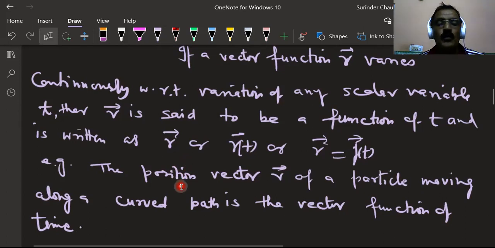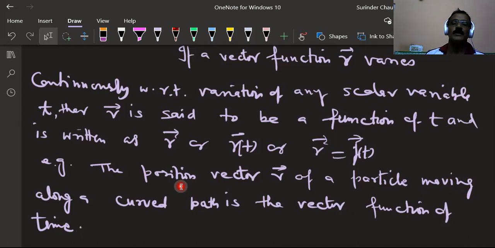So the position vector of the point is r. What is r? R is the position vector of the point with respect to the reference axes. If it is in a plane, it is two dimensional. If it is in space, that is three dimensional.